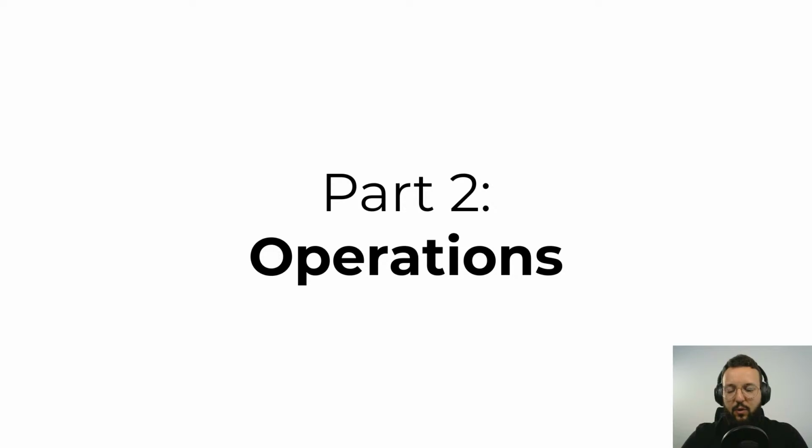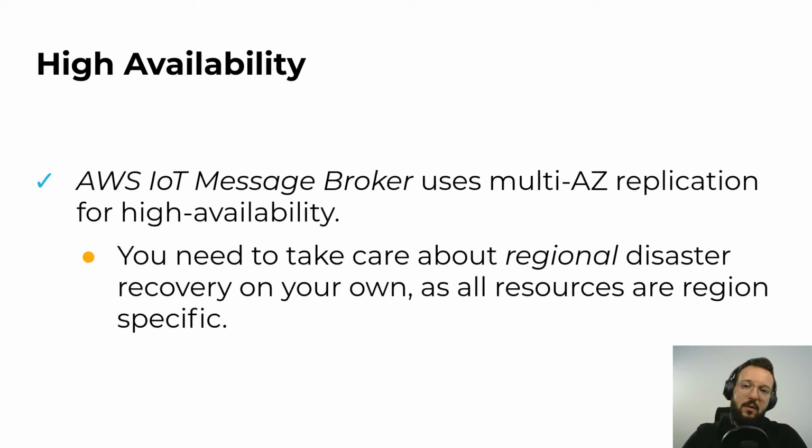Okay, so we can move to the operation part. And speaking about operations, I think that high availability is the main thing that is provided by those fully managed services, and it is also a unique selling point, which is very important for the ability to have a reliable service. From the start, AWS IoT Message Broker uses multi-AZ replication for high availability, and that's the common standard for all fully managed services on AWS.